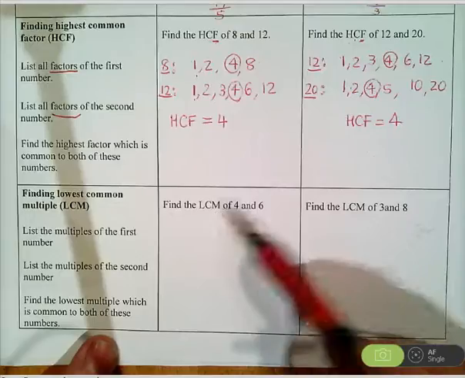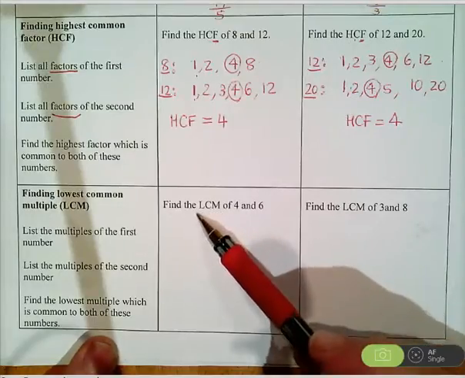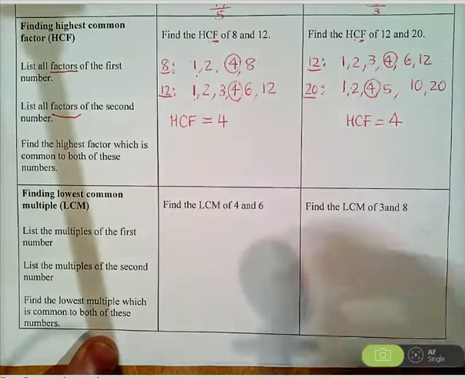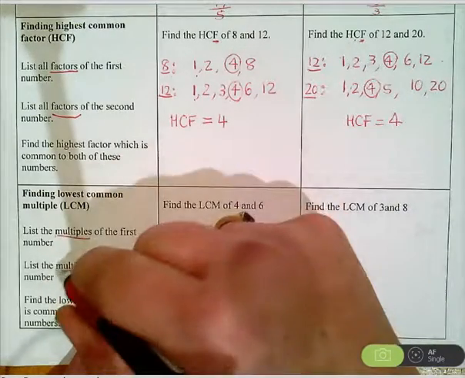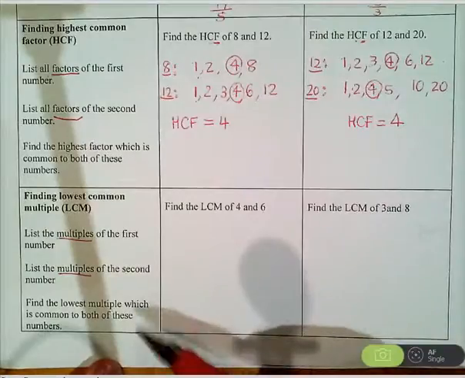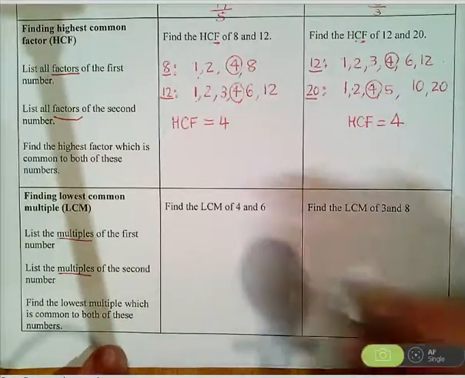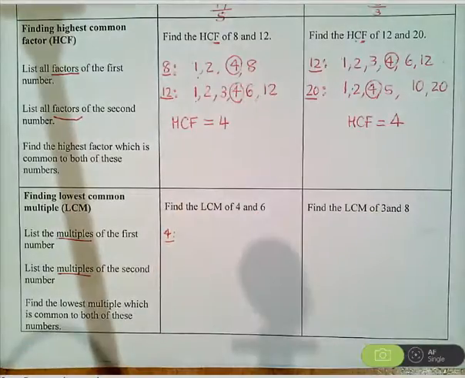You write the multiples of both numbers, then you see which multiples are in common, and then you look for the smallest one. So our method is to list the multiples of the first number, and then the multiples of the second number, and then find the lowest common multiple which is common to both these numbers. So I'm going to list the multiples of 4. Now multiples is like multiplication tables. So it's like doing your times tables.